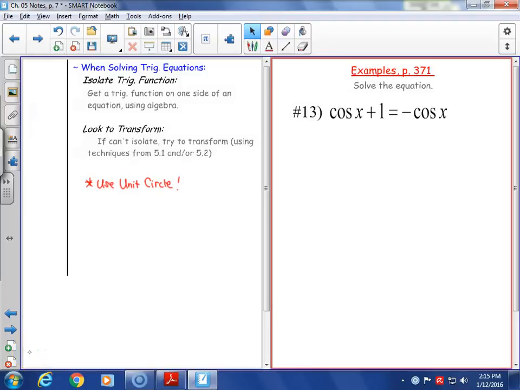So we're back in 5-3, didn't get very far yesterday. You guys are trying the example, we'll get back to it in just one second as I check your homeworks. Get the trig by itself as best you can. If you need to transform stuff with properties or identities, you can, but eventually you're gonna have to use the unit circle no matter what.